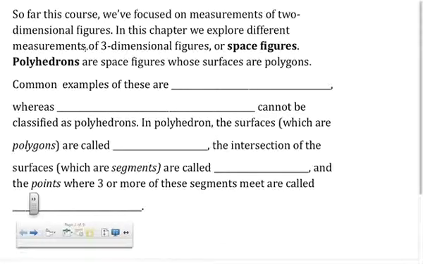A sphere, absolutely. A sphere is not a polyhedron. There we go. Matthew, you were about to give me a non-example. A cylinder. Something else you can think of? A cone.